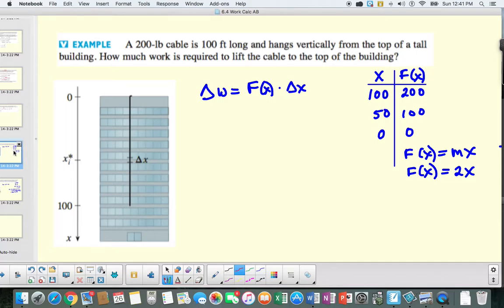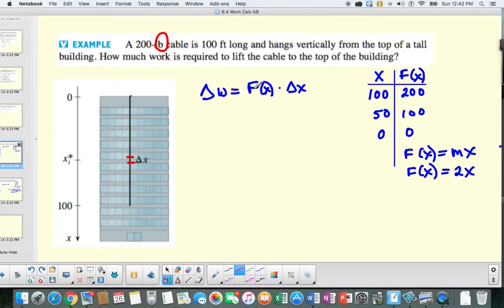Let's talk about a 200-pound cable. It's in pounds, so already our force is there. A little piece of work will be done from here to here over a little distance, so we're going to assume that the force is nearly constant. That's why we can use this force formula.